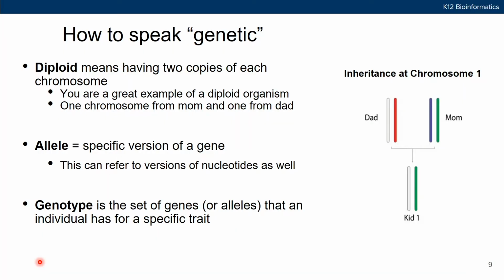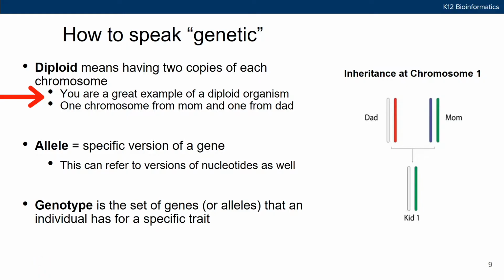So before we dive into different types of biological traits, let's take some time to go over some common genetic definitions so we avoid confusion. Some terms that you might hear as we're going through these modules is diploid. Diploid actually means having two copies of each chromosome. If you're thinking, what's an example of a diploid organism? Just think of yourself. Humans are a prime example of diploid organisms.